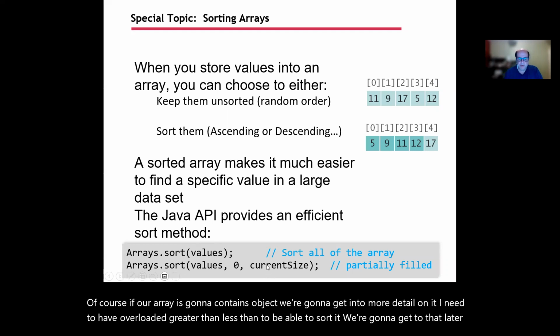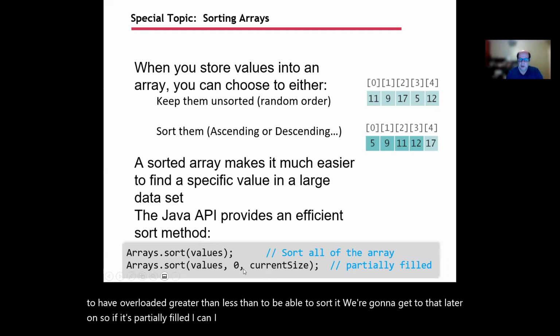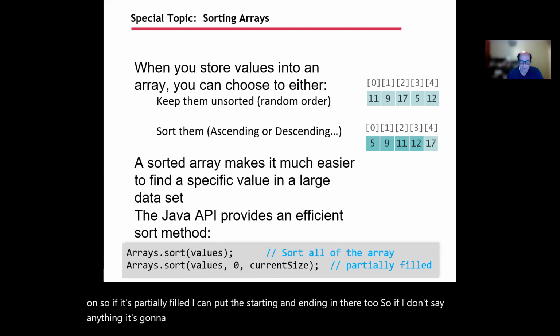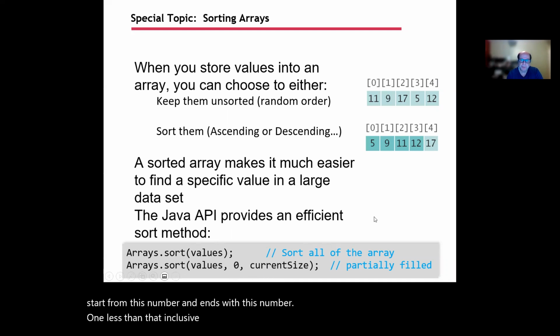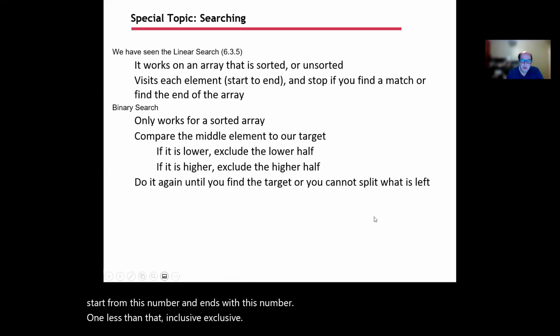If the array is partially filled, I can put the starting and ending positions in there too. If I don't say anything, it's going to go from the beginning to the end. If I put numbers in there, it's going to start from this number and end one less than that number, inclusive, exclusive. So as I was saying, if we do the sorting, then we can have searches that are easier to follow.